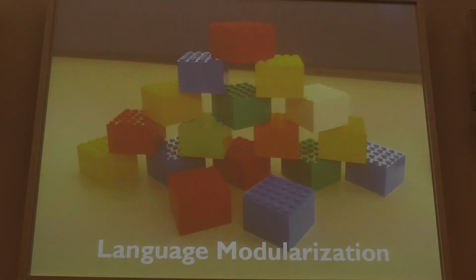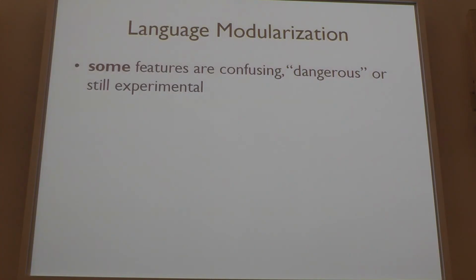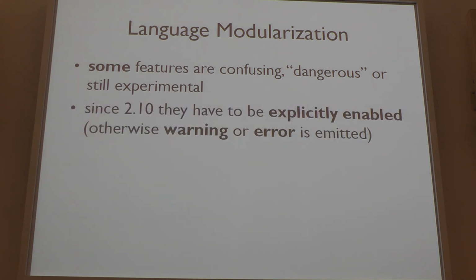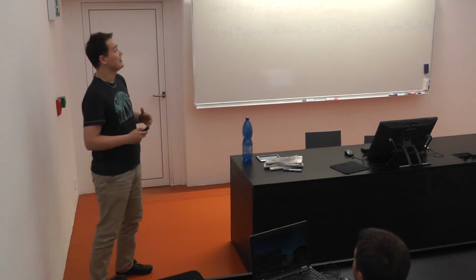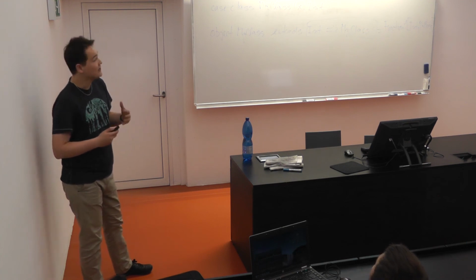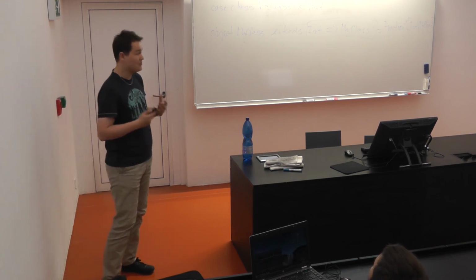So the first thing is language modularization. There are some features in Scala that are considered to be dangerous or confusing or maybe experimental. In Scala 2.10 there are actually two experimental features. So the authors of Scala decided that these features should be explicitly enabled if you want to use them, so that newbie Scala developers are not confused by them. If you use these features and you don't explicitly enable them, a warning or sometimes an error is emitted from the compiler.